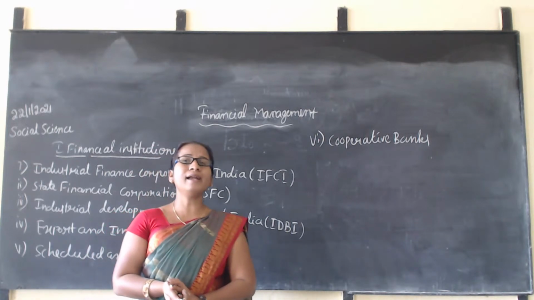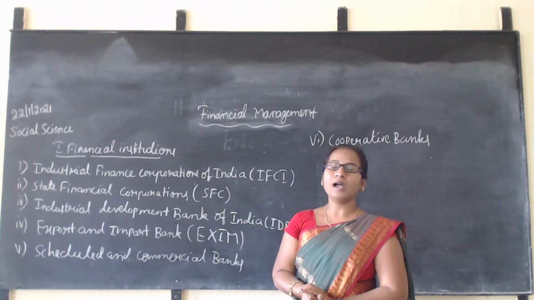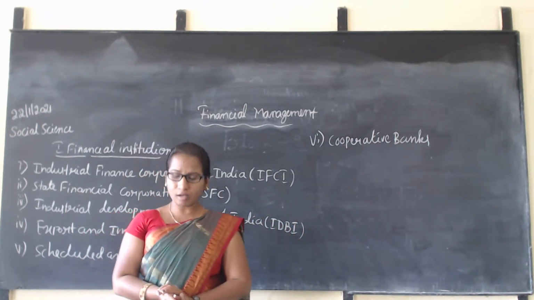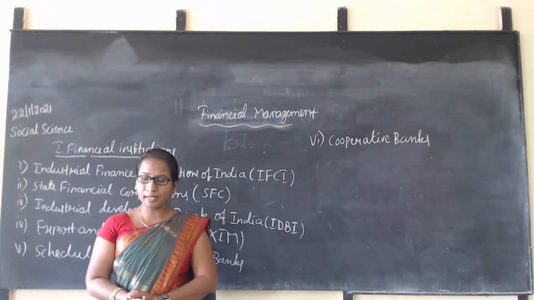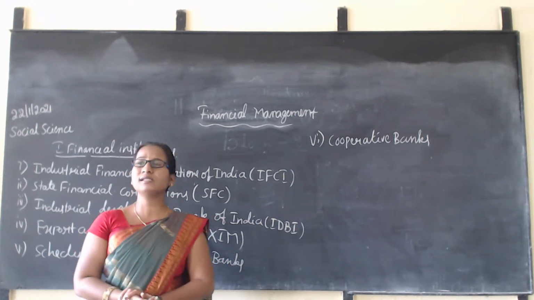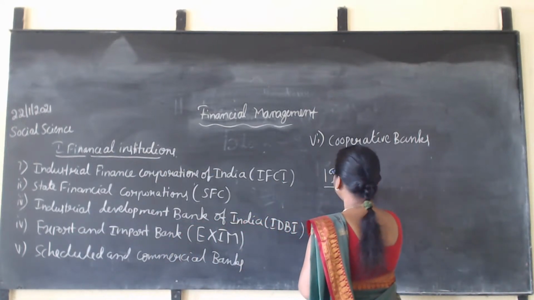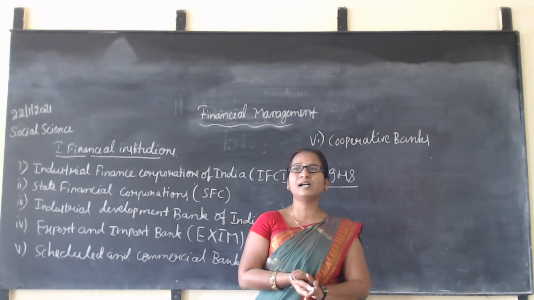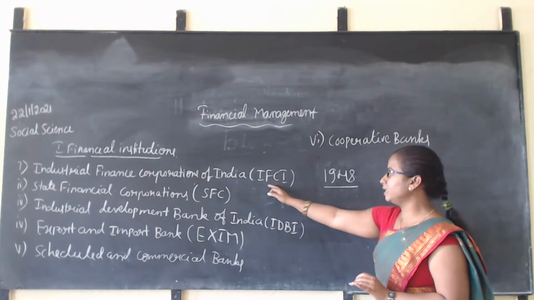Now let us come to know the first one, the Industrial Finance Corporation of India, IFCI. It was set up in the year 1948, according to a Parliament Act, to provide long-term financial assistance to industry. What is the main objective of this IFCI? It was set up in 1948 to provide long-term finance to industries, whether small scale, medium scale or large scale industries.